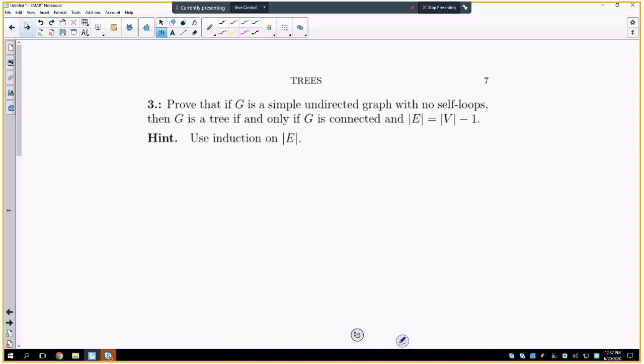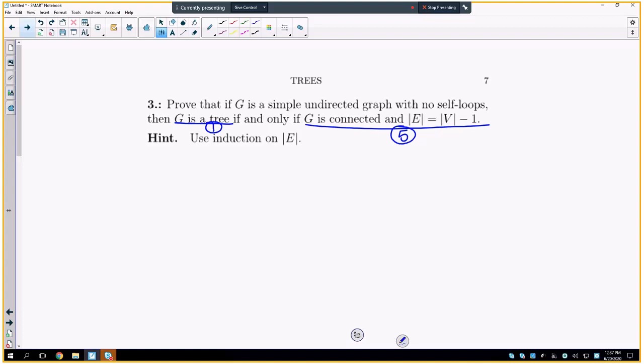So this portion, G is a tree, is your number 1 in the equivalent conditions. And G is connected and the number of edges is equal to the number of vertices minus 1 is your condition 5. So we're going to finish this theorem in this part of the result. And the hint is to use induction.